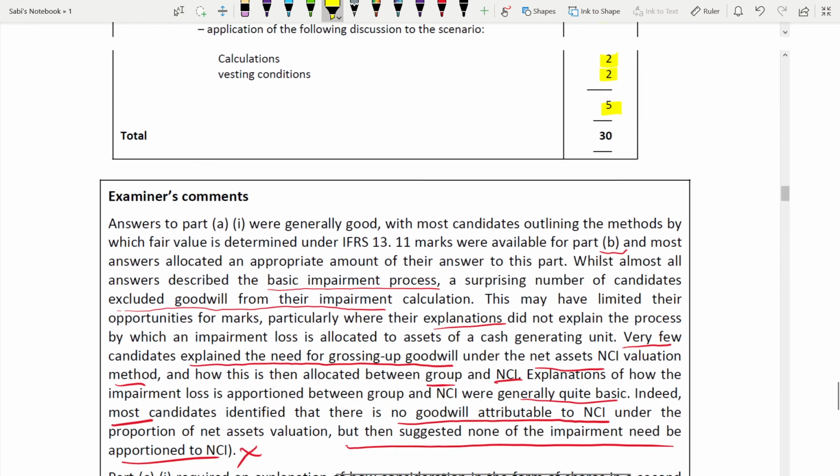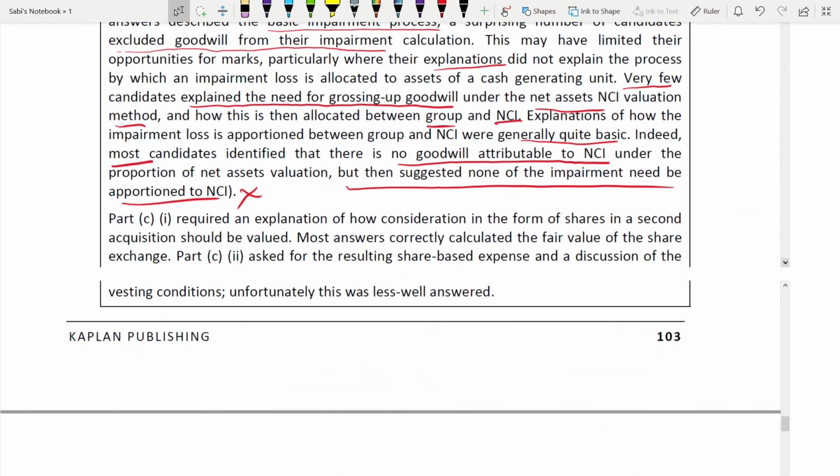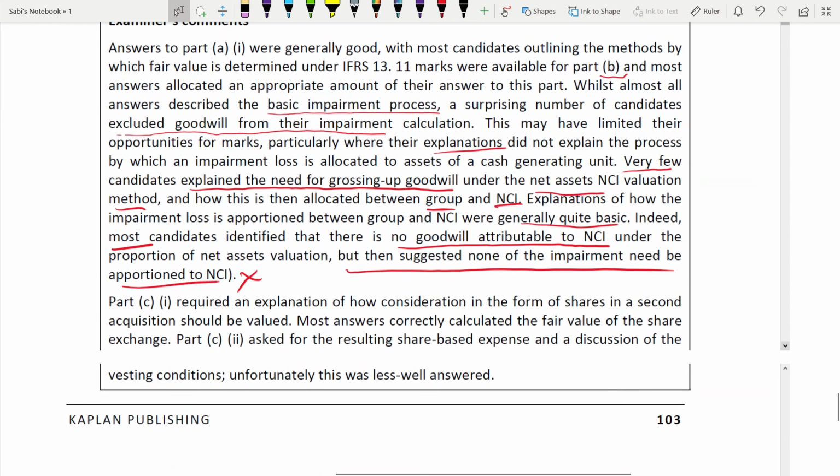Now let us go to the examiner's comment, and with this we shall be over. Part C required an explanation. The first part of C required an explanation of how consideration in the form of shares, the second acquisition, should be valued. Most answers correctly calculated the fair value of the share exchange. That means students are good in this area.